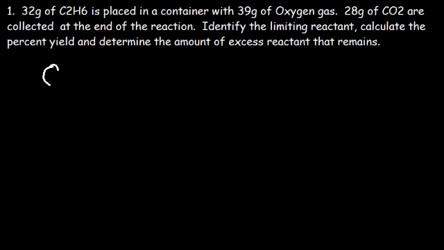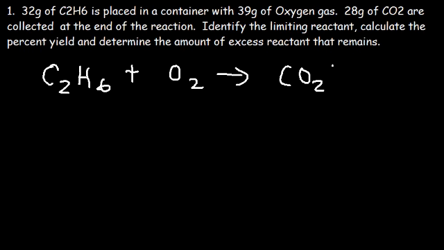So we have ethane, C2H6, and it's going to react with oxygen gas. So this is a combustion reaction. And in a combustion reaction, the products are always carbon dioxide and water. So now, how can we balance this chemical reaction? Feel free to pause the video and balance it yourself, and then unpause the video to check the solutions.